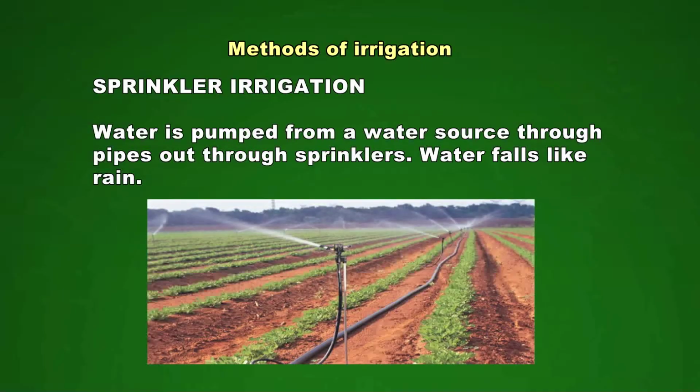Let us have a look at sprinkler irrigation. You have seen a type of sprinkler irrigation also on the lawn when we met at the beginning of the lesson. Water is pumped from a water source through pipes out through sprinklers. The water falls like rain.